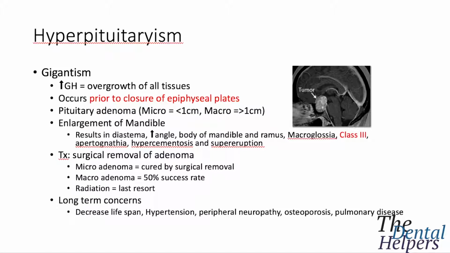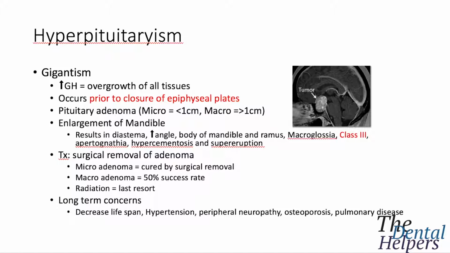Because your jaw is growing at a faster rate, in terms of the dentition, the patient is going to have diastemas. They're going to have a larger angle of their mandible, and the body of the mandible and the ramus are going to be much bigger. Macroglossia, and this is the big thing, a class 3 malocclusion, or apertognathia. You'll have hypersegmentosis and supereruption of teeth.